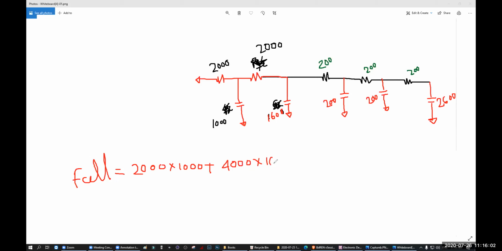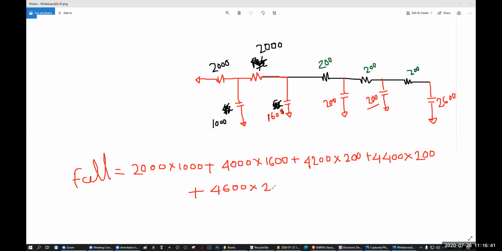into 1600, plus 2000, 2000, 4000, 4200, into 200. Not 22,000, 42. Plus 2000 plus 2000 plus 200 plus 200, 4400, into 200, plus 2000 plus 2000 plus 200, 200, 200, 4600.